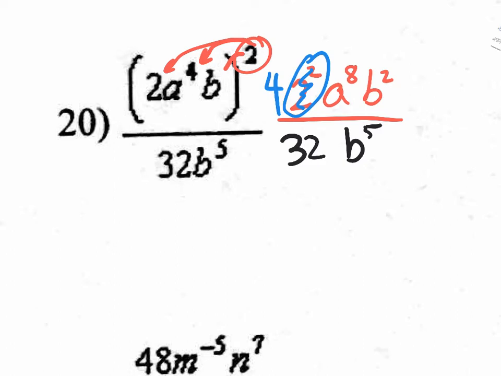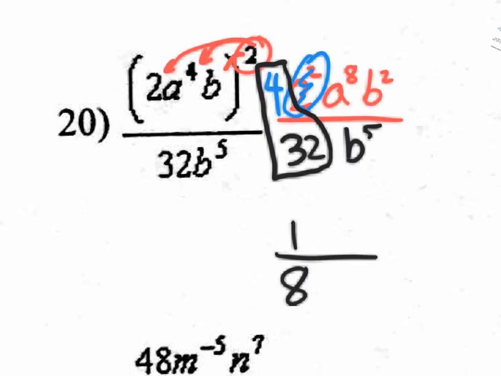So I could look at the fraction 4 on top over 32 on the bottom. Could I reduce that fraction? What does it reduce to? 1/8. So on my answer, I have a 1 on top and an 8 on the bottom.